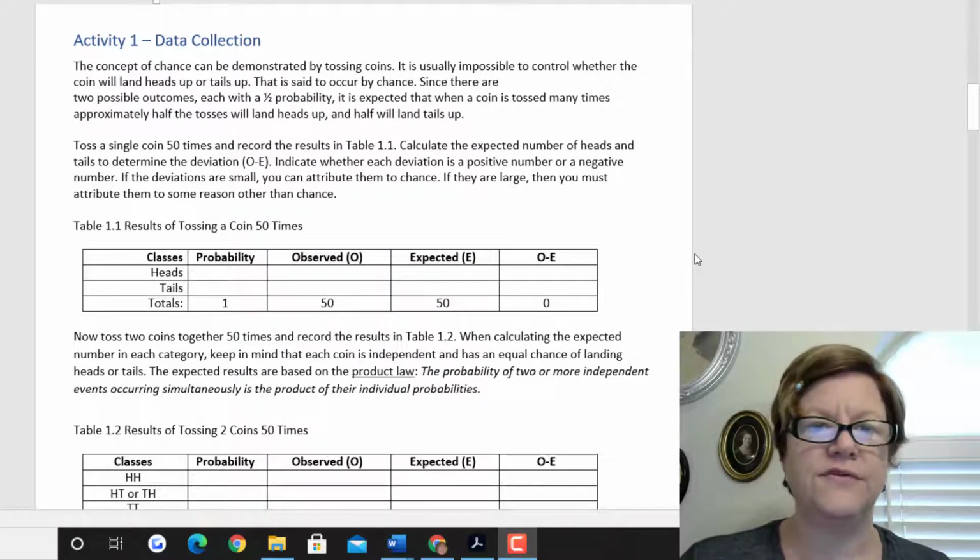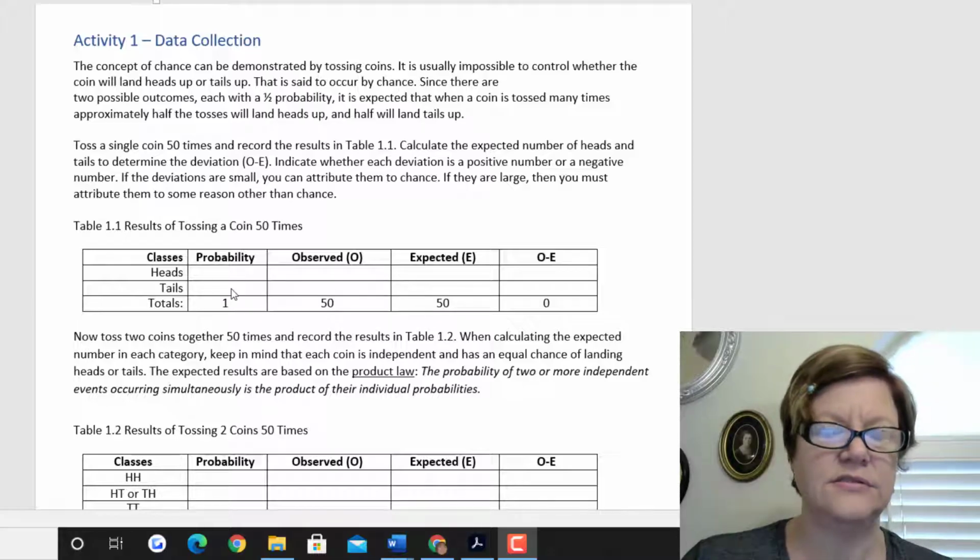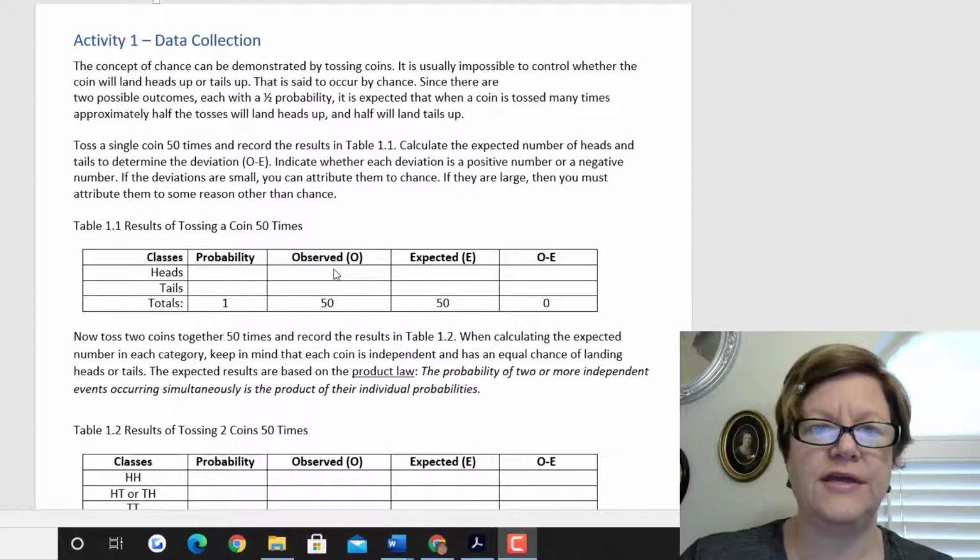All right, so like I said, you're going to collect some data. You're going to flip a coin 50 times. And the probability of getting heads is a half, and the probability of getting tails is a half. Put in how many flips you got that were heads, how many flips you got were tails. Just go ahead and do it.